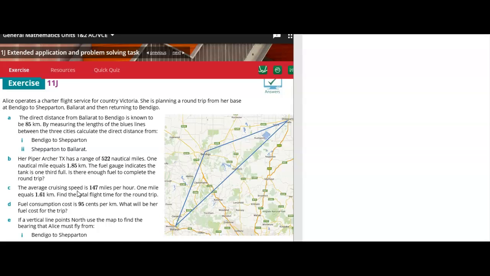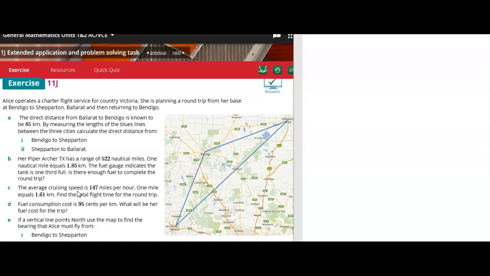If you've got a ruler, you're going to have to use it to measure the sides of the triangle. Okay, so Alice operates a charter flight service for country Victoria. She is planning a round trip from her base at Bendigo to Shepparton, Ballarat, and then returning to Bendigo. So you can look on that map.